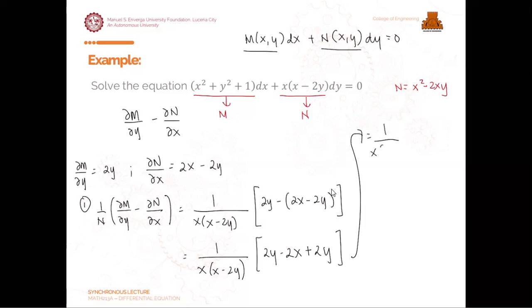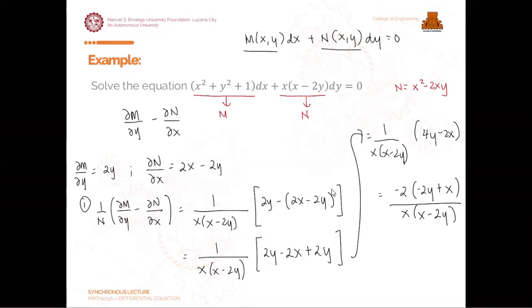We get 1 over x times (x minus 2y) is equal to 4y minus 2x. Okay, then we can factor out 2. Let's try factoring out negative 2. Then we have negative 2 times (y minus x... ) all over x times (x minus 2y).